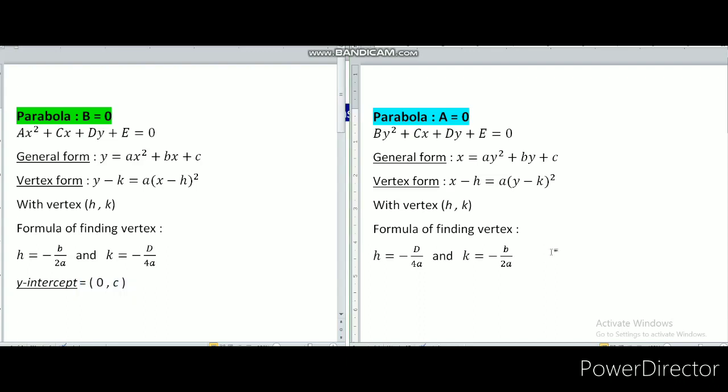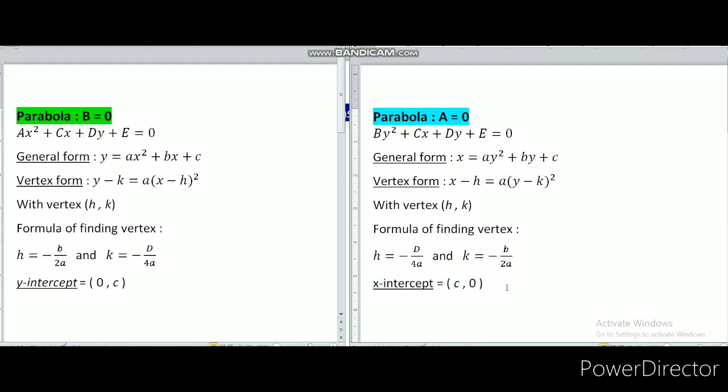It's almost the same, but not for the y-intercept, for the x-intercept. Why? Since the x-intercept is the coordinate on your parabola when the value of y equals 0, it's easier for you to find it on this kind of general form, since when you substitute y equals 0, you can find that x will be equal to c. So for the right parabola, it's very easy to find the x-intercept, which is (c, 0).